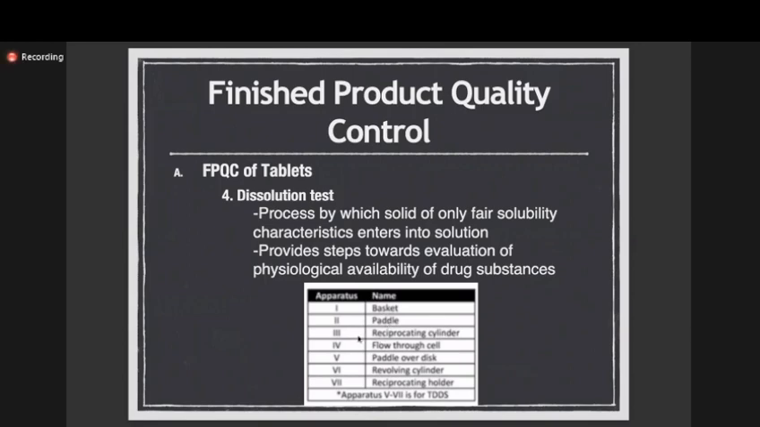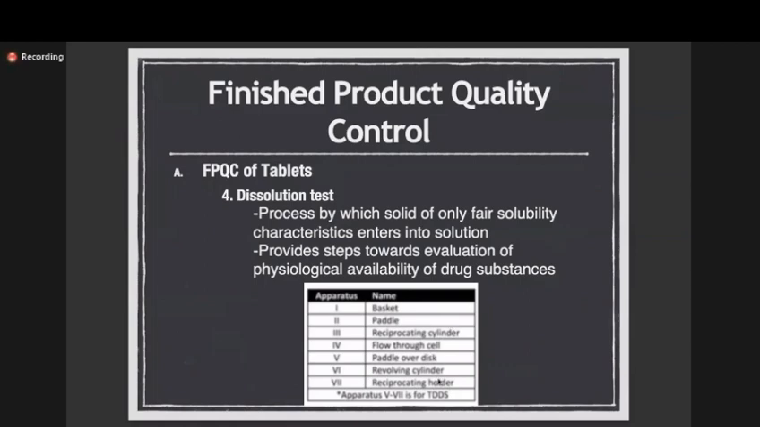Now the other apparatuses. To make them easier to remember and avoid confusing the reciprocating cylinder, revolving cylinder, and reciprocating holder, just think of alphabetical order. Reciprocating comes before revolving cylinder, and reciprocating cylinder comes before reciprocating holder, so you won't interchange them.